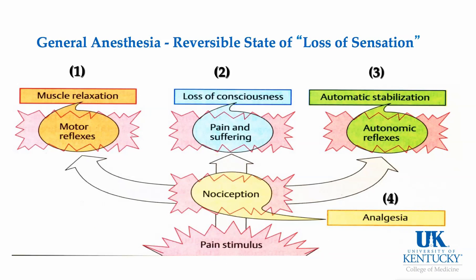What is general anesthesia? Oliver Wendell Holmes called it privation of the senses, or loss of sensation. It's a reversible state. We often think of it as having several components. One of those is muscle relaxation. One of them is loss of consciousness. Another is blocking autonomic reflexes, so we don't get tachycardic and hypertensive when we have nociception or painful stimuli, and analgesia, or blocking painful stimuli. Those components we think of as the major components making up general anesthesia.